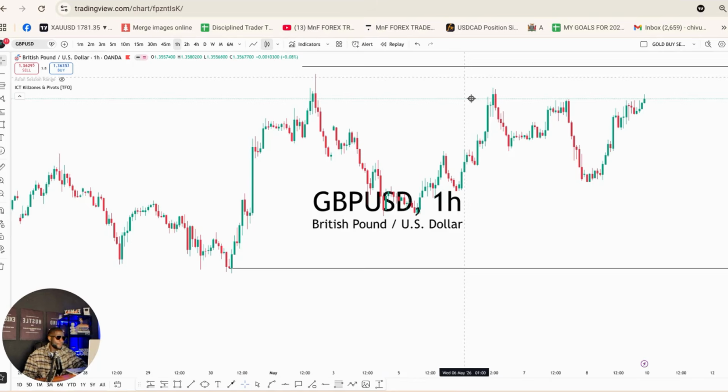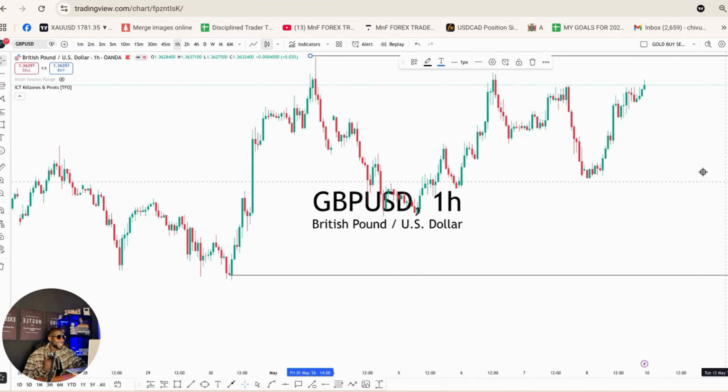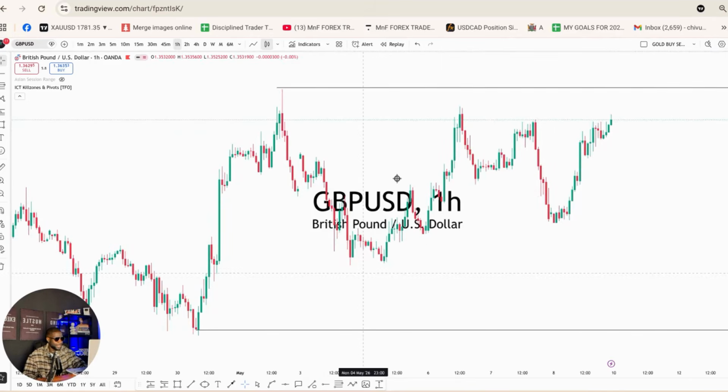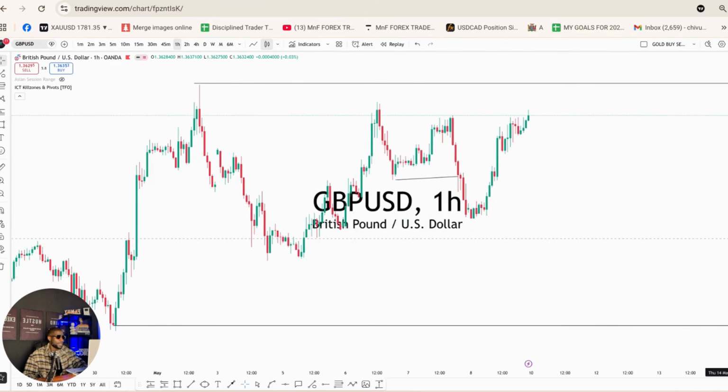The market failed to break this high right here. That's a major red flag. Once the market fails to break structure like that, it tells you that the market is most likely going to change character. And guess what happens? After failing to break this high, the market forms a new lower high, then fails to break that other high, and then breaks this new lower high that was left behind. Because of that, I'm anticipating the change of character right here. We want to see the market going to the downside.